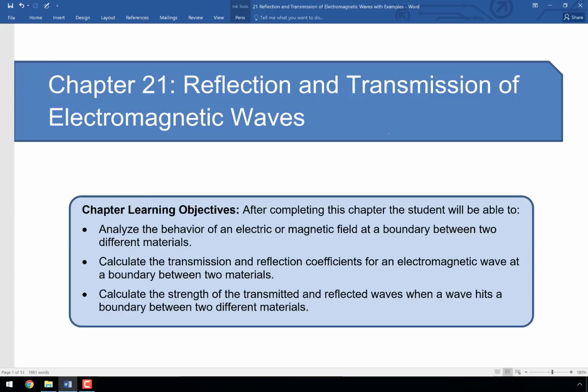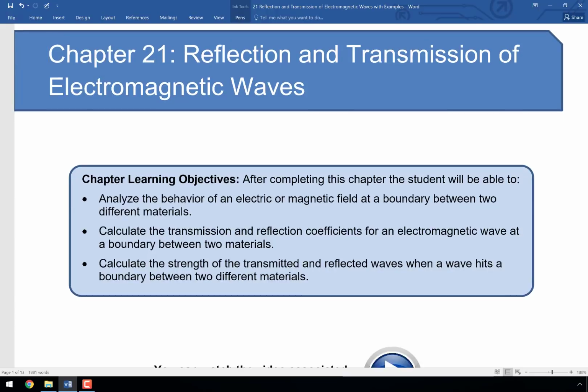We're not going to be talking about waves at first, we're just going to be talking about fields. We are going to discuss what happens when an electric field hits the boundary between two materials, what happens when a magnetic field hits the boundary between two different materials. We're going to see how the direction of the wave changes, and we're going to see how we can then apply that into the study of electromagnetic waves.